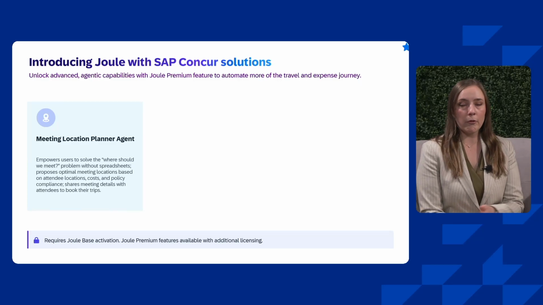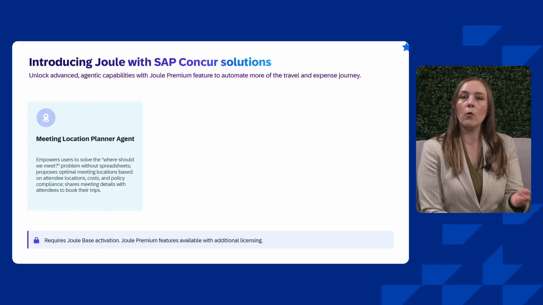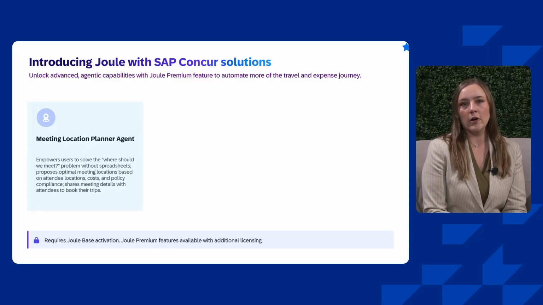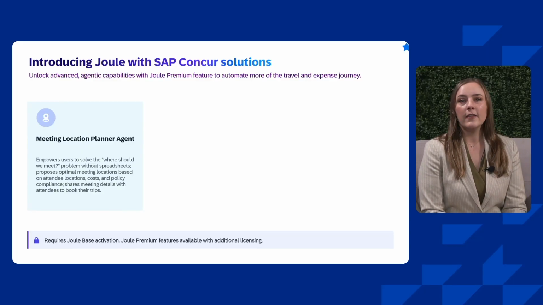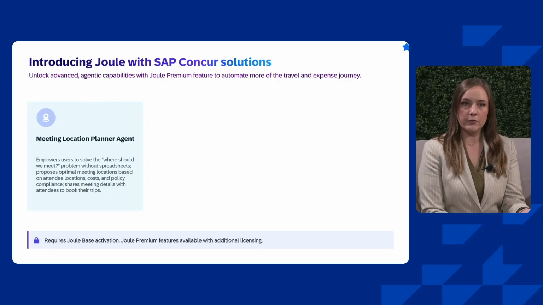Now, as we go through our presentation, to help you understand if something is part of the base solution or the premium add-on solution, you'll see a little blue star in the corner of the screen. That will help you understand. If you see that, that means it's part of the premium solution.